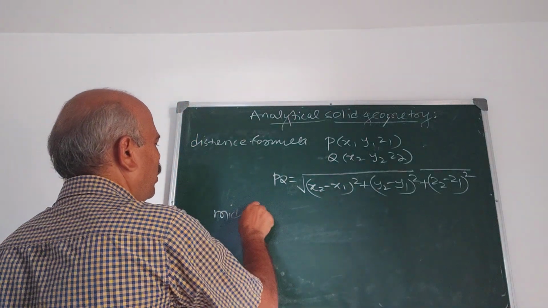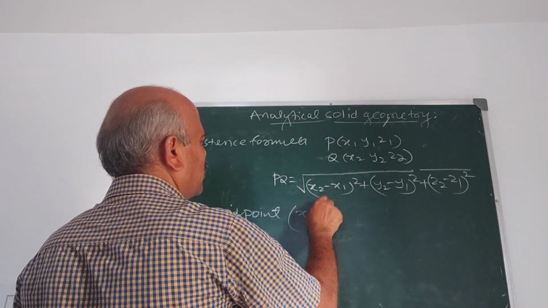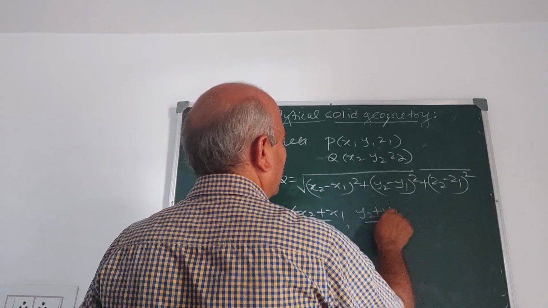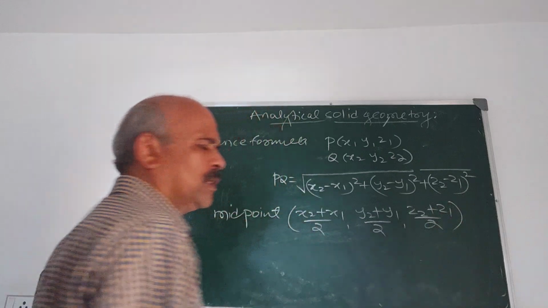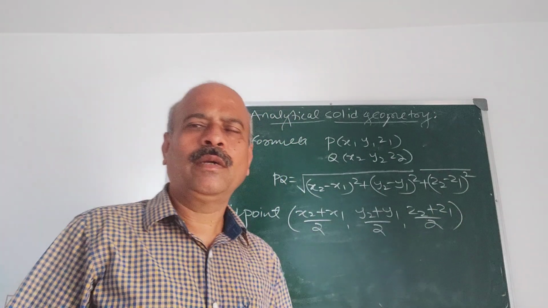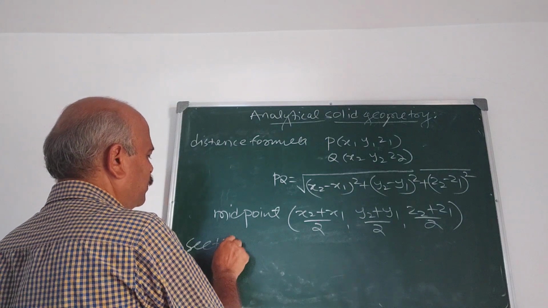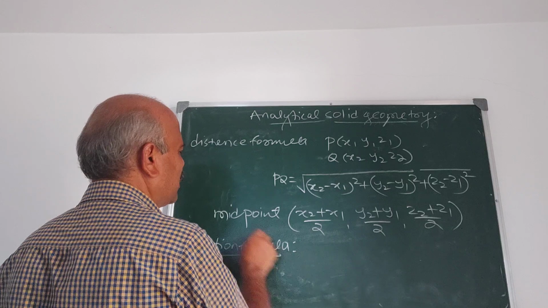Now, this is the first formula, distance between the two points, and second is the midpoint. What is the midpoint formula? Midpoint of the line joining these two is ((x2 plus x1) upon 2, (y2 plus y1) upon 2, (z2 plus z1) upon 2). That is the midpoint formula. And section formula. Actually, midpoint formula is a particular case of section formula.